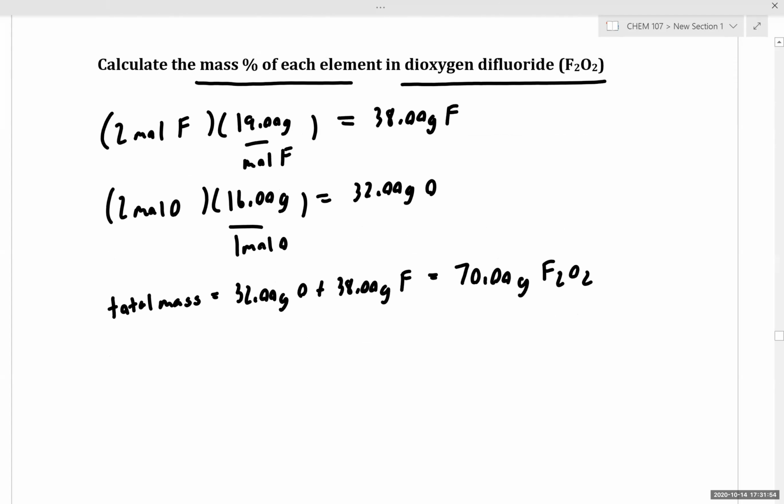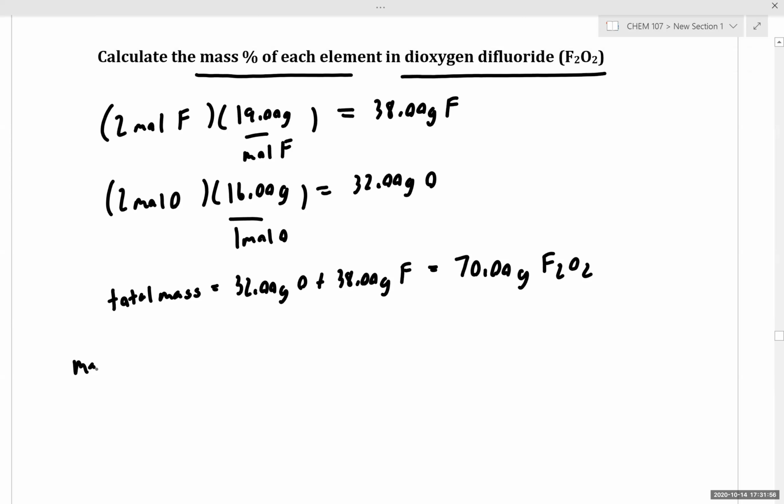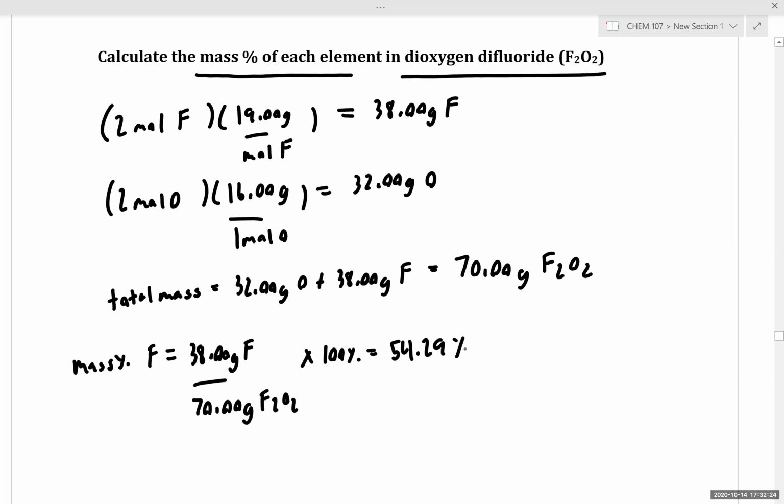Okay, so now that we have that set up, we can calculate the mass percentage of fluorine, which will be 38.00 grams of fluorine over 70.00 grams of F2O2 times 100%. So we have 38 over 70. And that in turn gives us 54.29%.